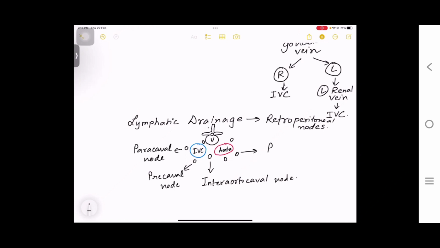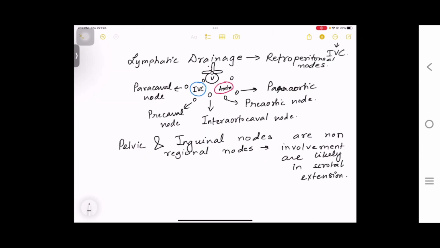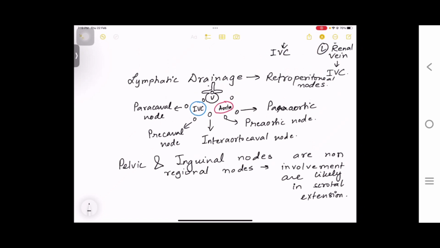Around the IVC you have the paracaval lymph nodes, and in front you have the precaval. Similarly, around the aorta you have the para-aortic, and in front of the aorta you have the pre-aortic lymph nodes. In between the IVC and aorta there are the inter-aortocaval nodes, and the lymphatic drainage of the testis is to these lymph nodes only. The pelvic and inguinal nodes are non-regional lymph nodes, and their involvement is only in case of scrotal extension.